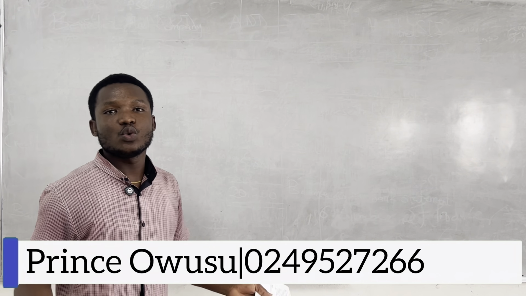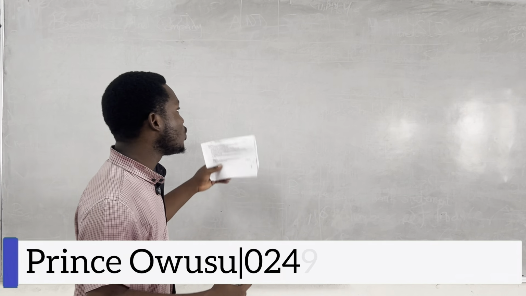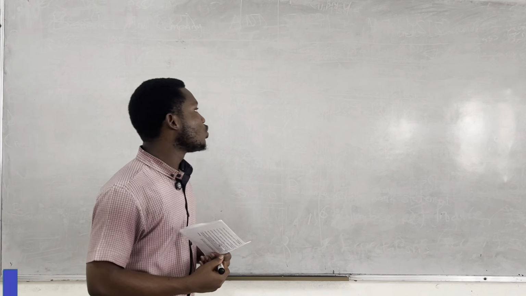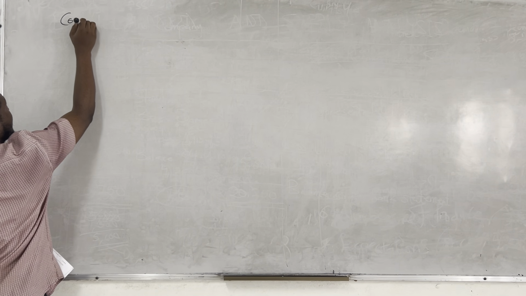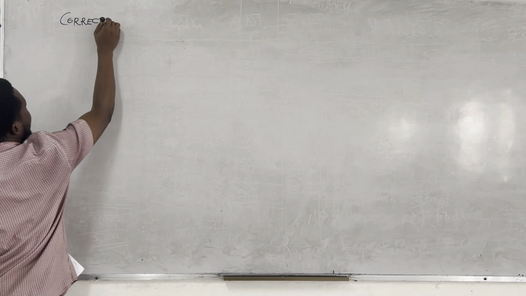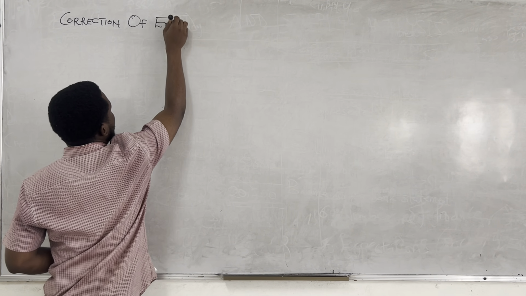So my name is Prince Owusu, a level 200 business administration student, and today I'm here to take you through the correction of errors. So we have a question here. So correction of errors.